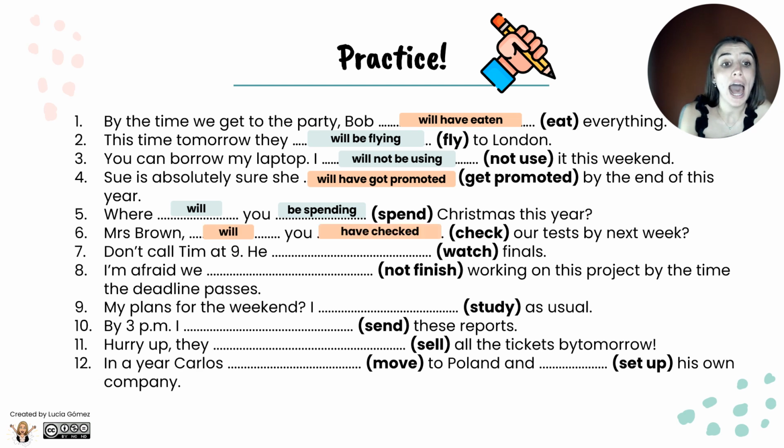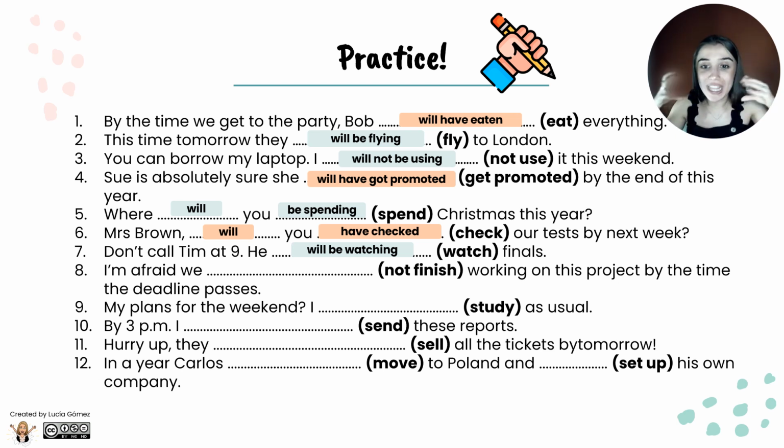Mr. Brown, will you have checked our test by next week? Eso es un poco lo que siempre preguntamos a los profes. ¿Tendrás corregidos los exámenes para la semana que viene? Vale, pues si la respuesta es sí, es que para este momento en el futuro la acción se habrá completado. Future perfect. Don't call Tim at night. At 9, sorry. He will be watching finals. Okay, so I imagine Tim doing that action.